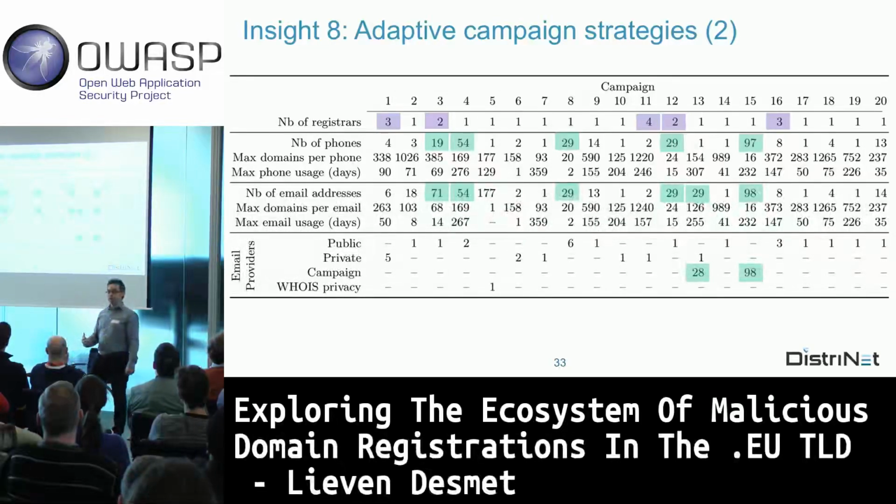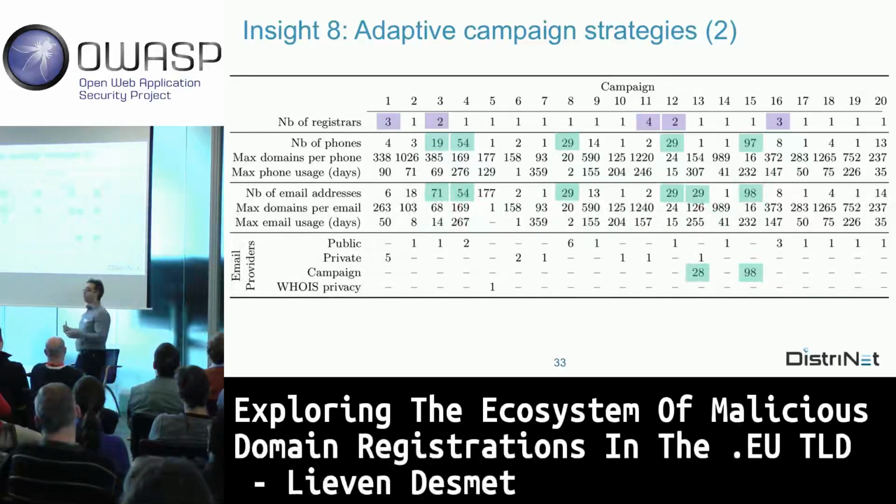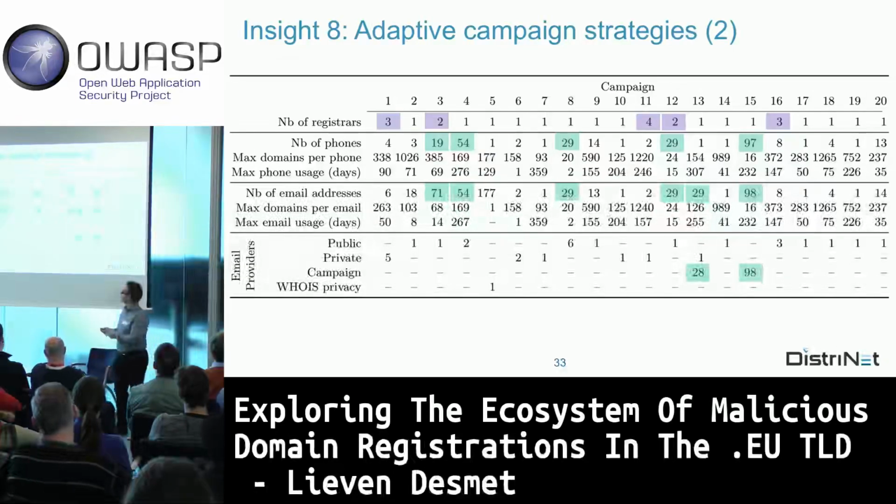So in order to actually register the domain name, a malicious actor needs registered information. They need an email address, a phone number, an address, and they're actually using tools, or they're doing it manually, to create new fake addresses, new fake numbers, new email addresses. And you see certain of them are actually just sticking to one phone number or one email address, but some of them are actually using 20, 50, 70 of those identities.